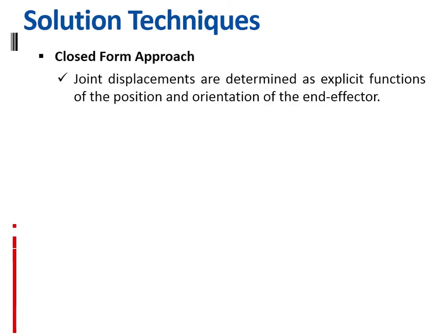You have a particular relation, that means theta i is a function of n, o, a, p. Then you can directly get the answer. It is also called an algebraic or kinematic approach. That means we will have some algebraic equations, and by solving those algebraic equations you will easily get the answer. But it is very difficult to solve the present case using the closed form solution.